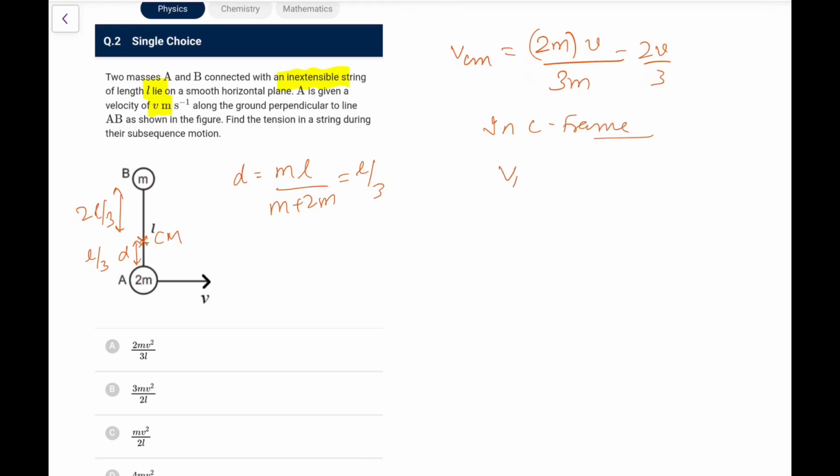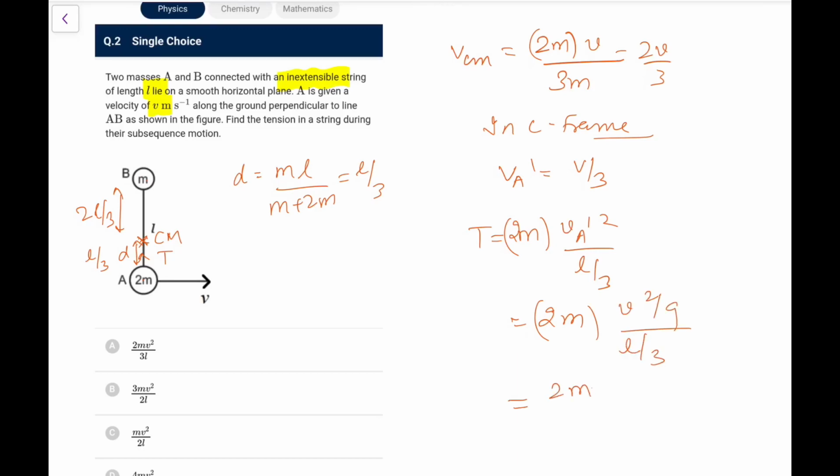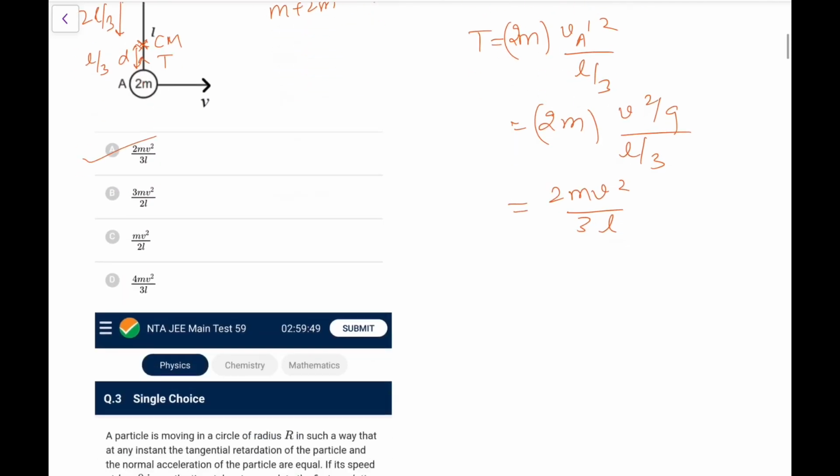In the CM frame, the speed of A, VA dash, would be equal to V minus 2V by 3, that is V by 3, and it would be going in circular motion, and the tension provides the centripetal force. That would be equal to 2m into VA dash square by R, where R is L by 3. So that would be 2m, this would become V square by 9, over L by 3. What we get is 2m V square by 3L. So option A seems to be the correct one. Yes, it is. Next one.